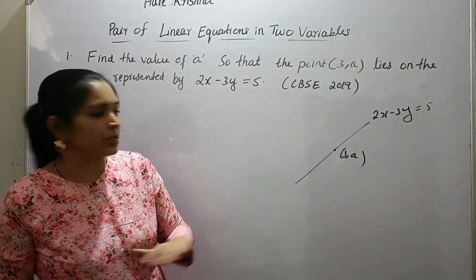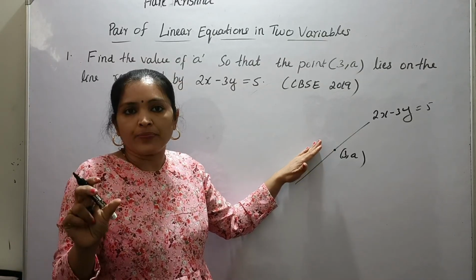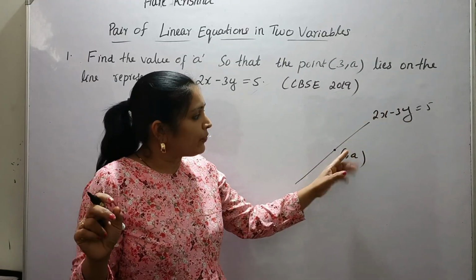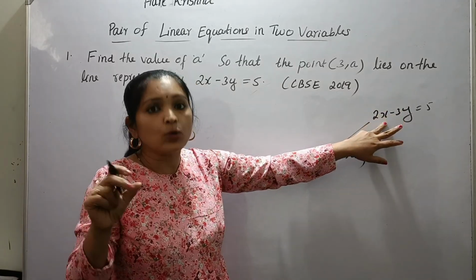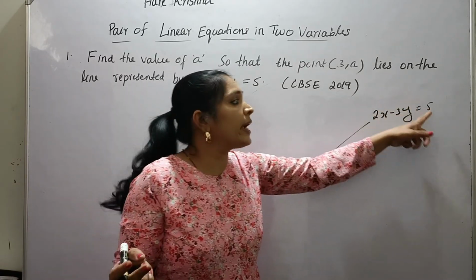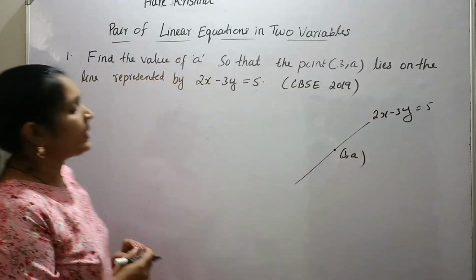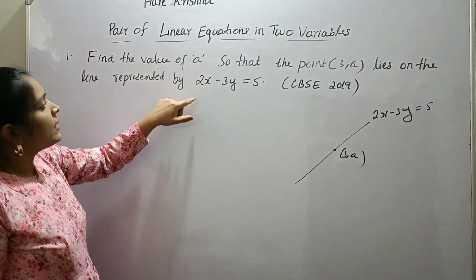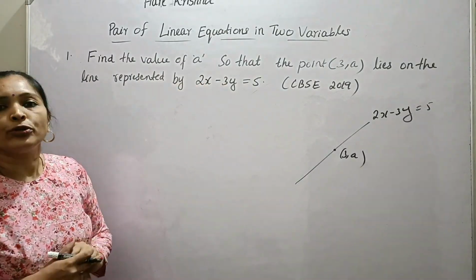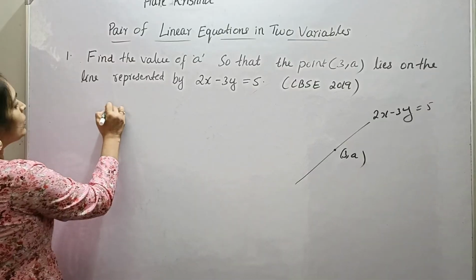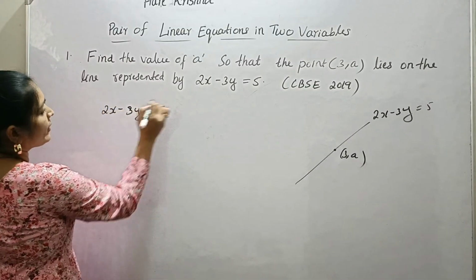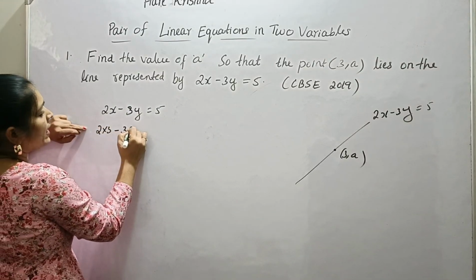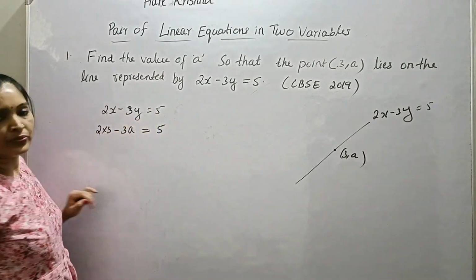See, you should understand the concept. A point lies on the line means that the point should satisfy the equation. That is, if you substitute x is equal to 3 and y is equal to a, you should get 5. So here it is given that the point (3, a) lies on the line represented by 2x minus 3y is equal to 5. What is the point? (3, a), right? So 2 into 3 minus 3 into a is equal to 5.